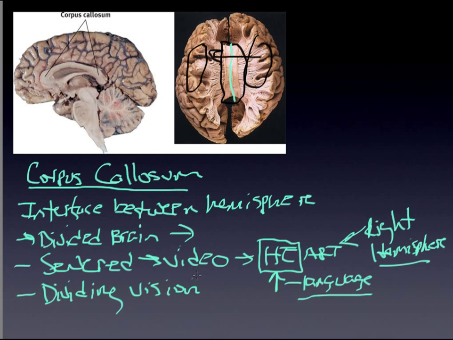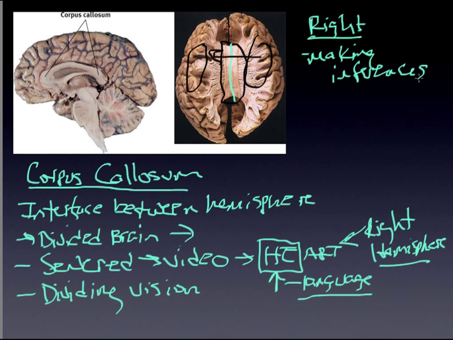When we talk about the left hemisphere, where language and a lot of these other aspects are contained, the right hemisphere is great for making inferences. It's also great for modulating speech to make meaning clear, so modulating speech.